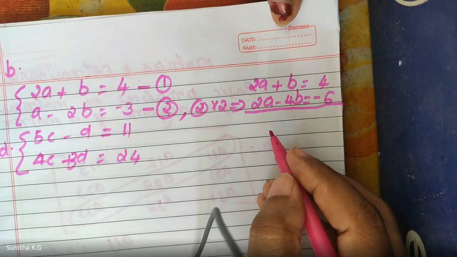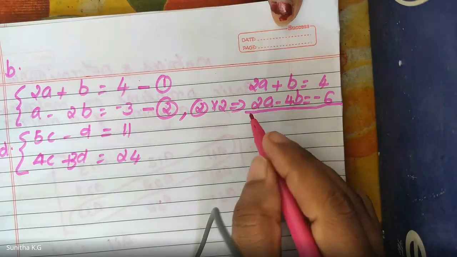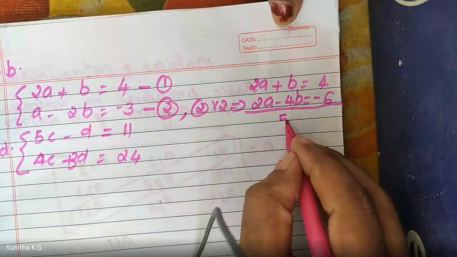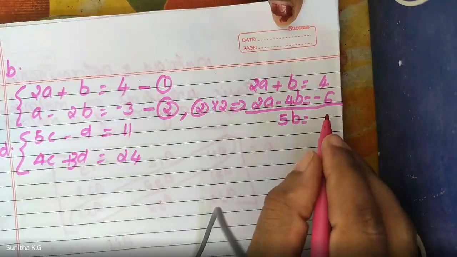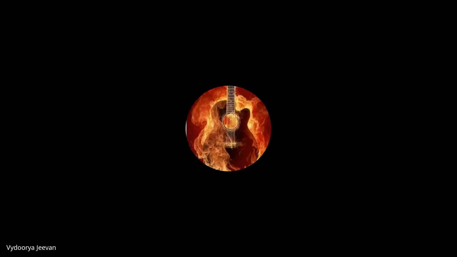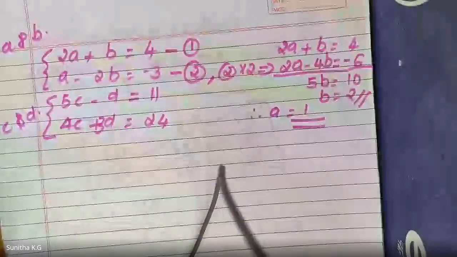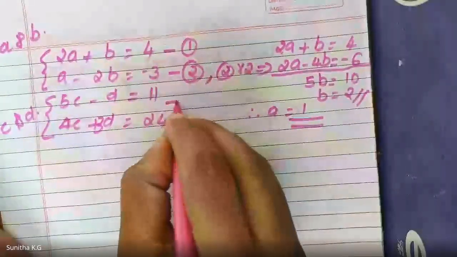Then what do we have to do? Just subtract these two equations. Then 2A will be cancelled. So what is B minus minus 4B? That is 5B equal to 10. B equal to 2. Then what is the value of A? 1. Very good.